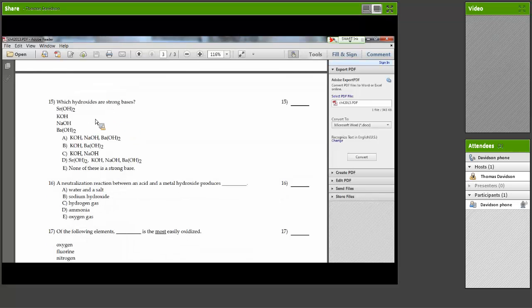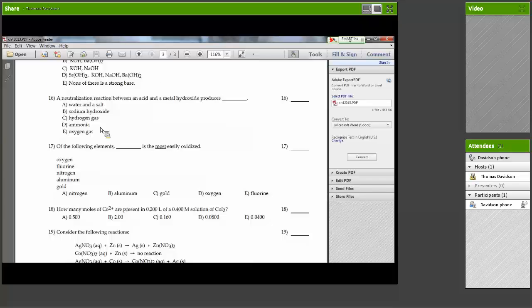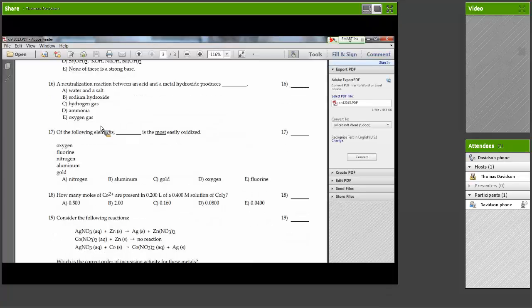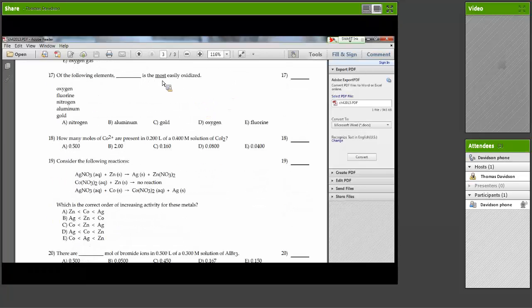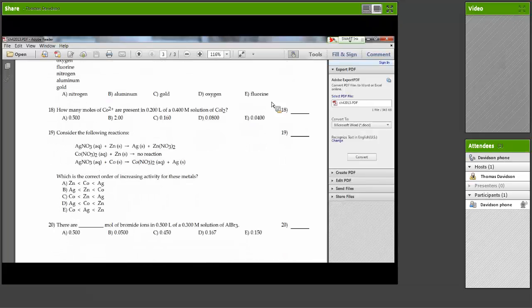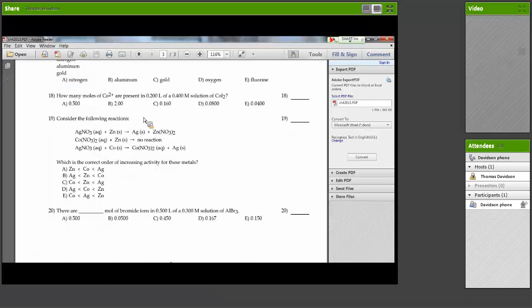You have to have your strong bases memorized. A neutralization reaction between an acid and a metal hydroxide produces something. Which one is the most easily oxidized on this list? If you understand that section, that one's super, super, super easy.